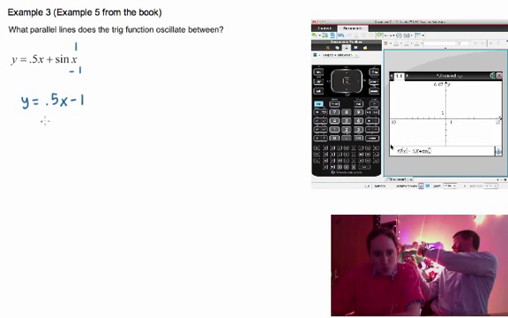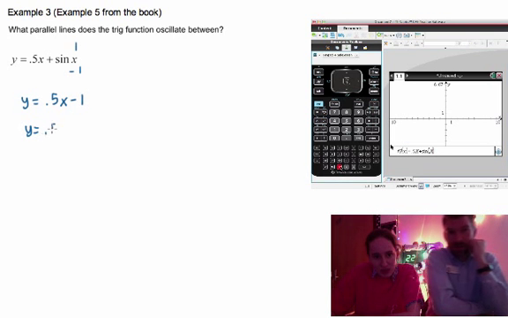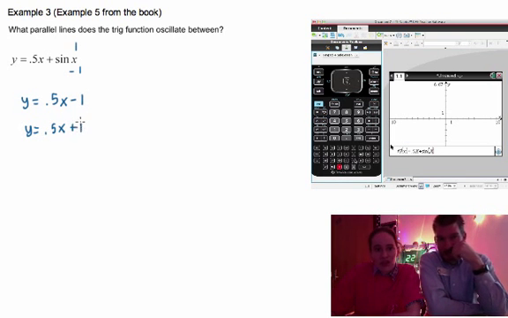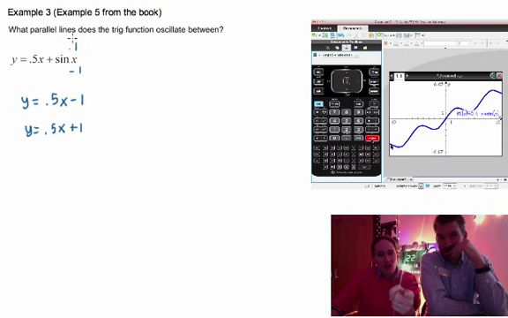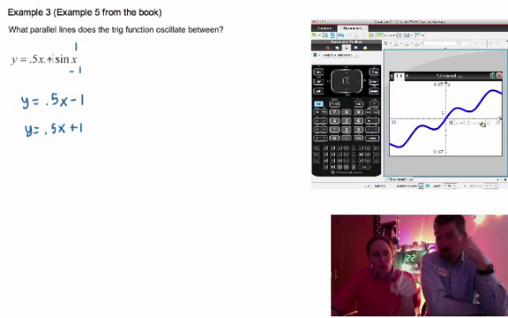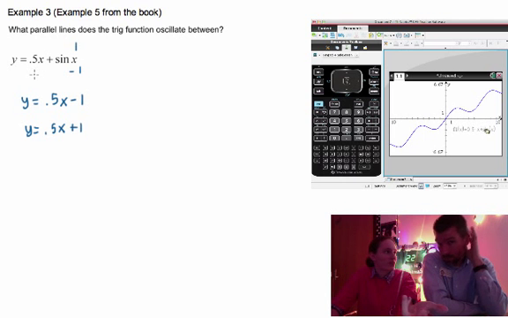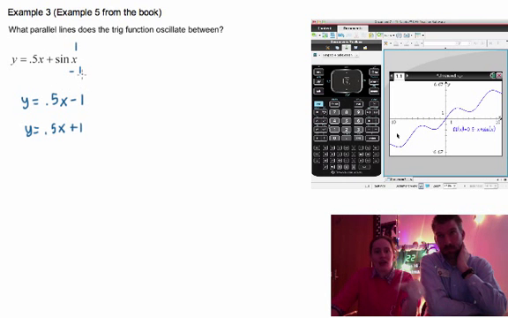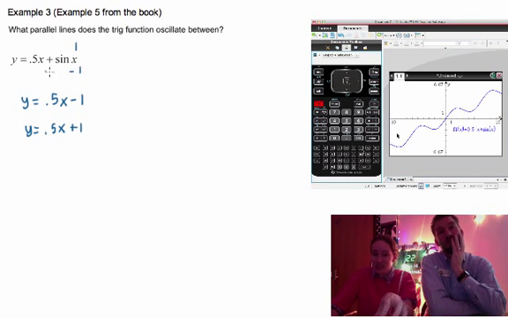y equals 0.5x minus 1 and y equals 0.5x plus 1, because our biggest value for sine is 1, and then we've got this 0.5x being added to that. And our smallest value is -1, and 0.5x is still being added to that.